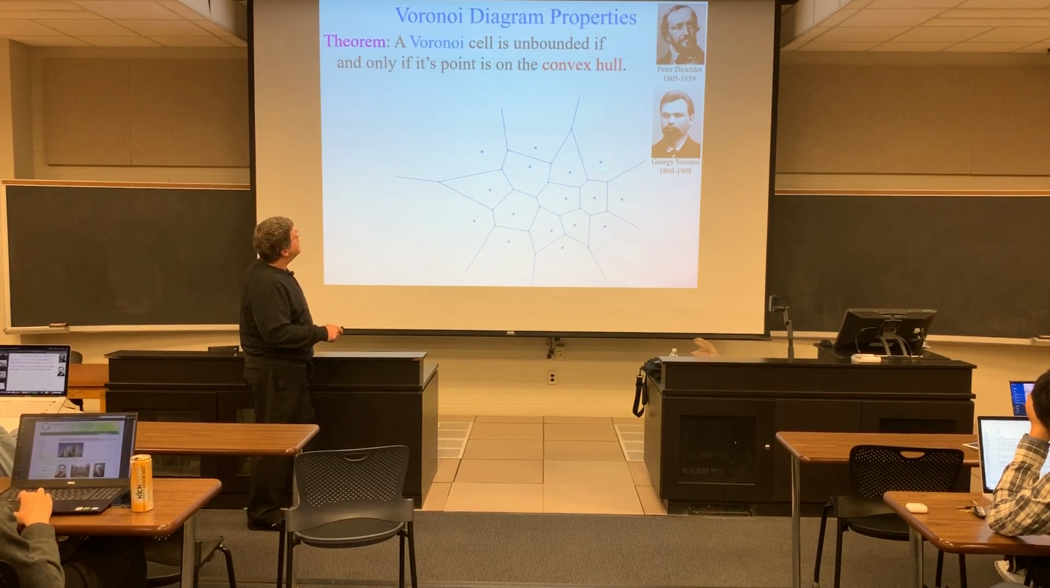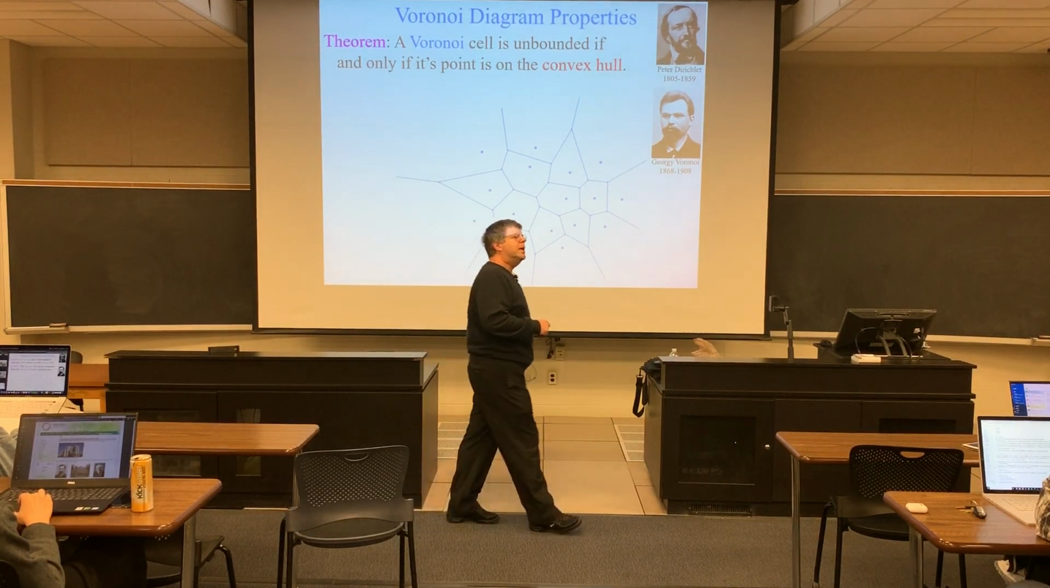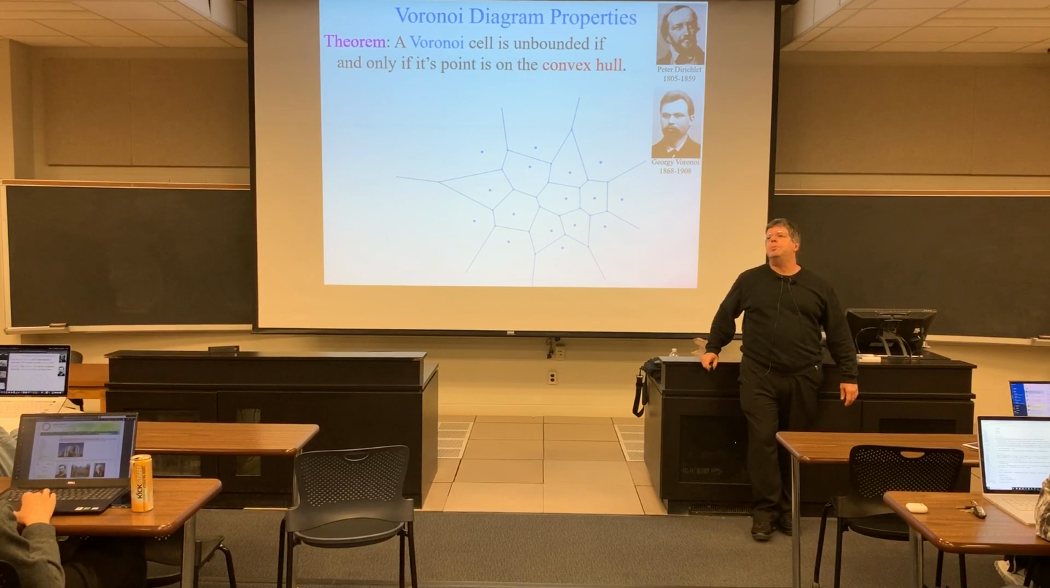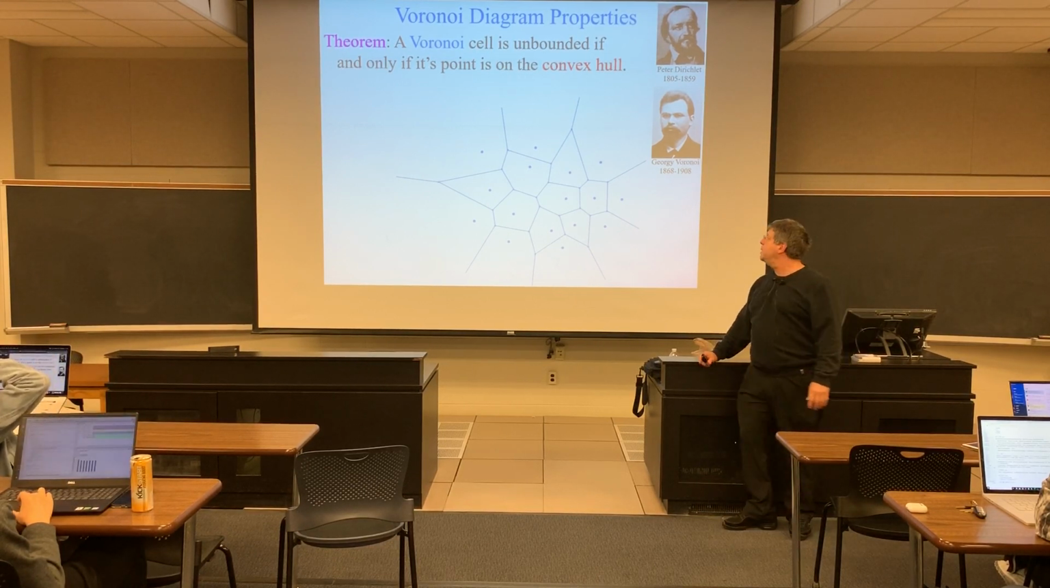So a Voronoi cell is unbounded if and only if the point associated with it is a convex hull point. You can prove that. The book that I showed you, Preparata and Shamos's textbook, proves this theorem. It's not hard to prove. It's a couple of paragraphs of argument.